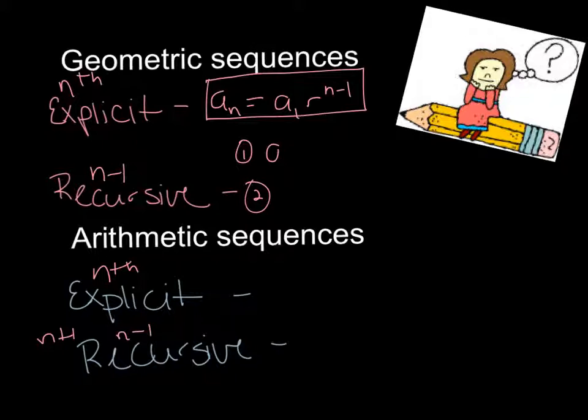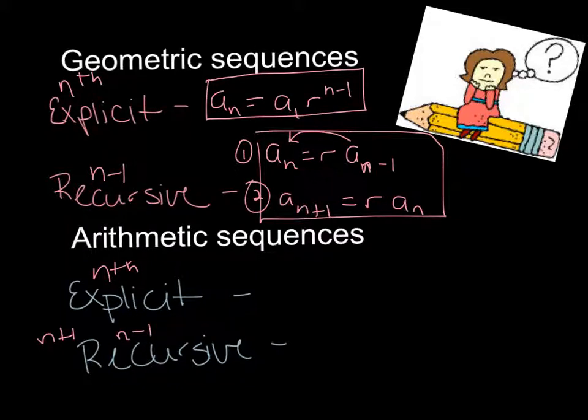The first one is a sub n equals r times a sub n-1, which basically says that if you multiply the ratio by the previous term, you'll end up getting the next term. Okay, and the other one that some people use is a sub n+1 equals r times a sub n. Okay, so those are your two recursive formulas for geometric.